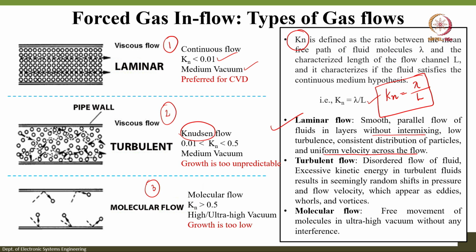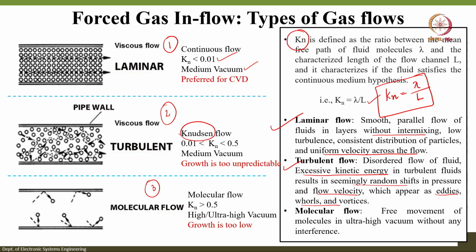Coming to a turbulent flow mechanism, here the different fluid constituents have excessive kinetic energy, so all the particles move in random directions. There will be a random shift in the pressure as well as the flow velocity, which appears in the form of eddies and whirls in the flow. Turbulent flow is the least preferred mechanism in a CVD reactor, because the growth rate is very unpredictable when the fluid flows in a turbulent fashion, as the fluid velocity and the pressure shift randomly.